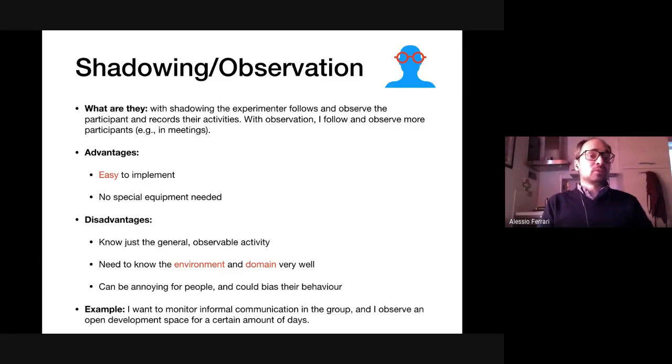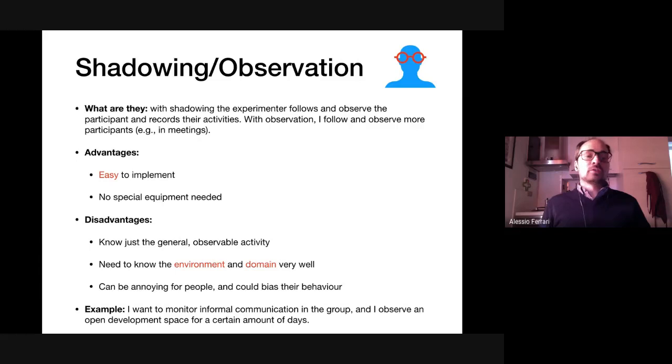These are easy to implement, and you don't need much special equipment. You just stay in a company or in a certain environment or in a meeting, and you write down a diary, and you try to understand what's going on. Okay, but this can be very annoying for people.